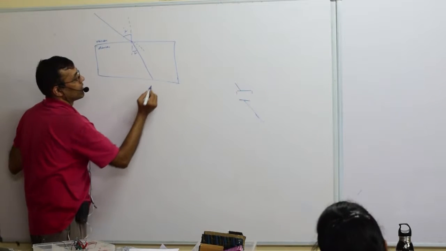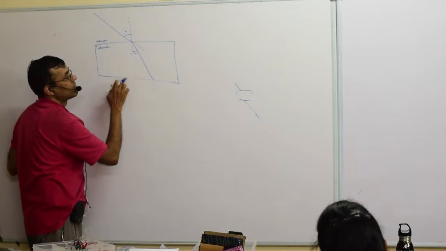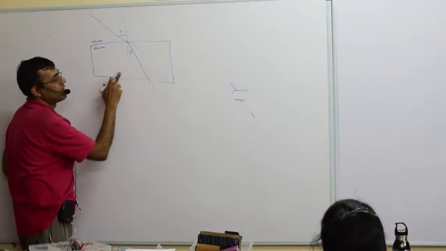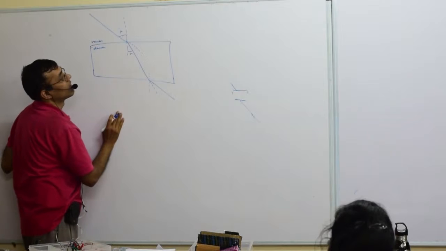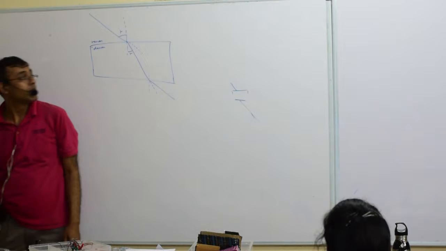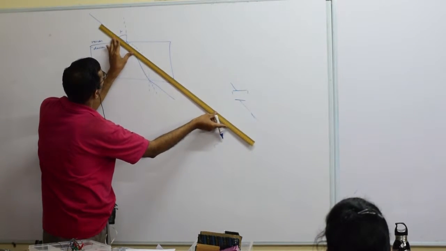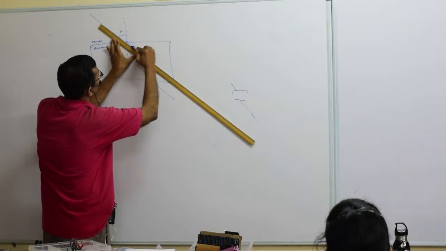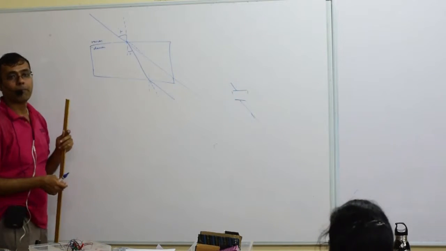Then after coming here, again you put a line. Now this is denser to rarer. The line is supposed to go like this, but denser to rarer goes away from the normal, so it will go like this. If you draw this properly, what you will see is this line is supposed to go like this. This line and this line will be parallel.